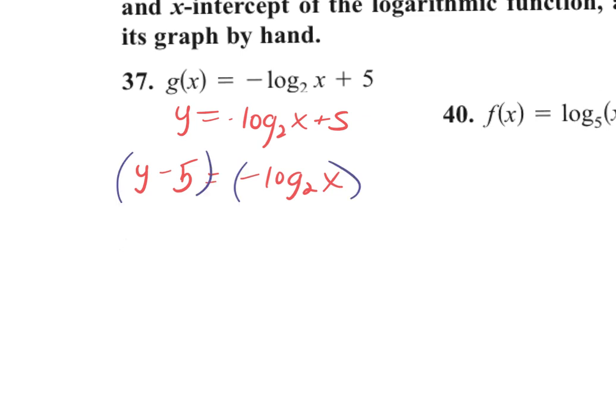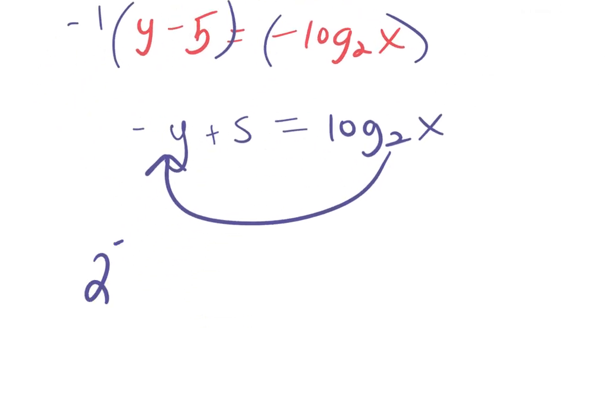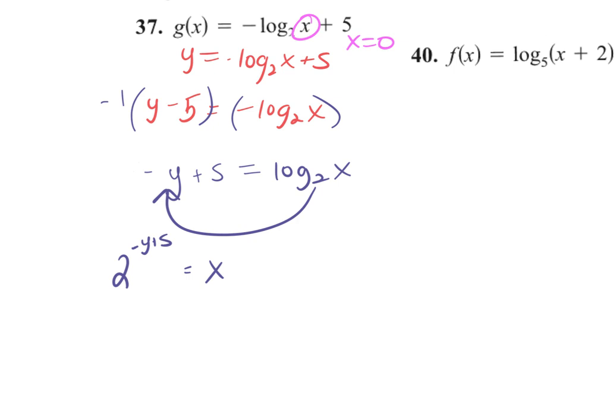And then again, before I can get it into exponential, the negative's got to come off. So if I divide or multiply by negative 1, I get negative y plus 5 equals log base 2 of x. Then the 2 is going to pick this guy up, so I'd get 2 to the negative y plus 5 equals x. So if I'm picking from a choice of multiple choice, the first thing I would look for is where's the vertical asymptote? The vertical asymptote would be x equals 0, so that you know already.